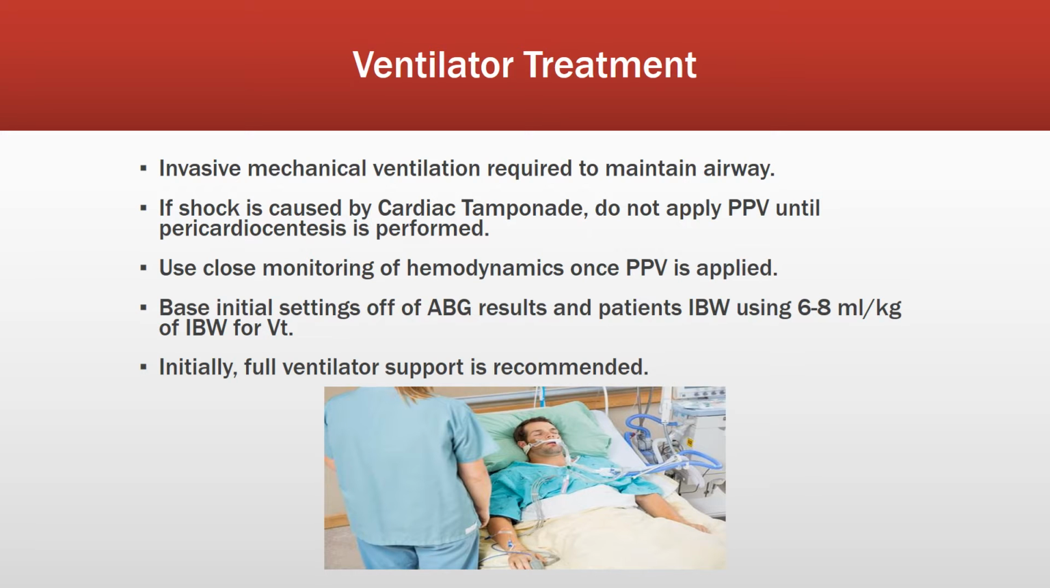Even after the procedure has been performed, you'll still want to closely monitor the hemodynamics once you have applied any positive pressure ventilation, just to ensure that those levels are still in a safe range. You're going to base your initial settings off of the ABG results and the patient's ideal body weight, using the standard 6 to 8 mLs per kg of ideal body weight for the tidal volume. And initially, you will want full ventilator support.